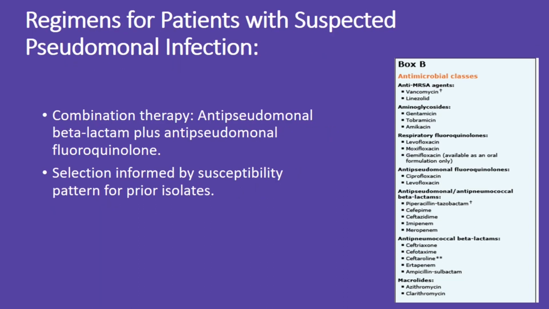Regimens for patients with suspected pseudomonal infection. Combination therapy: antipseudomonal beta-lactam plus antipseudomonal fluoroquinolone. Antipseudomonal and antipneumococcal beta-lactams are imipenem, meropenem, ceftazidime, cefepime, and piperacillin-tazobactam. Selection informed by susceptibility pattern for prior isolates.